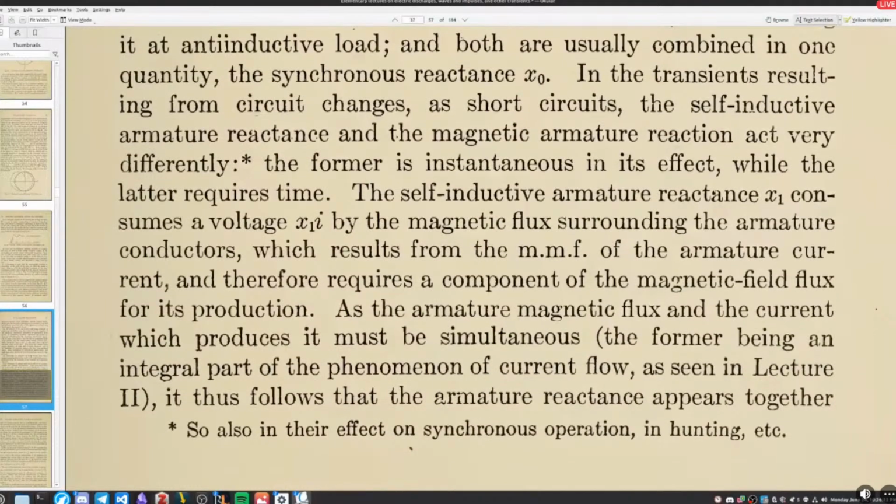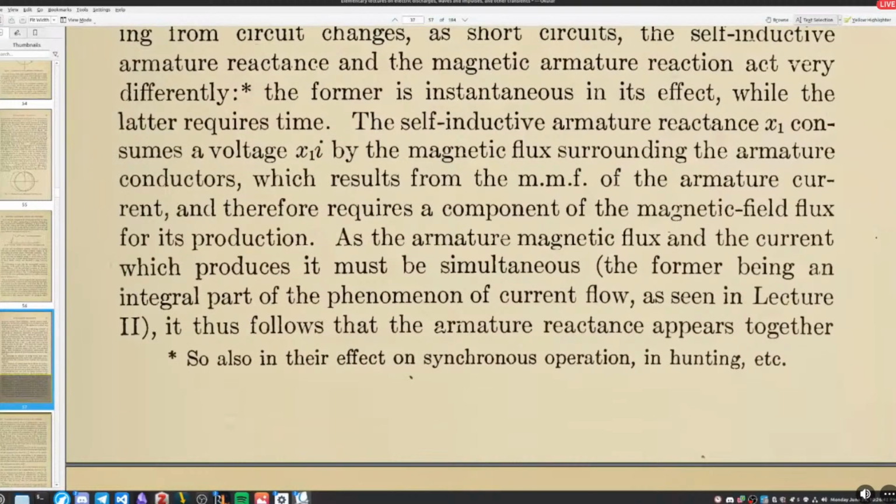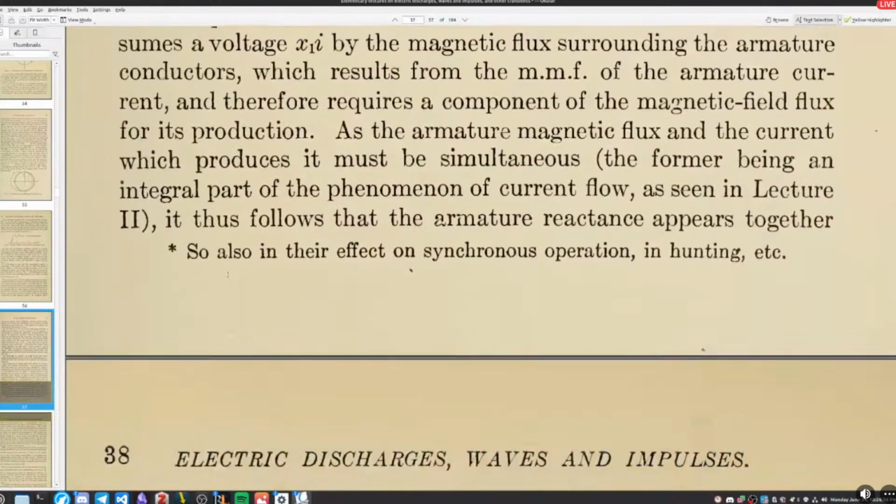The self-inductive armature reactance X sub 1 consumes the voltage X sub 1 I and the magnetic flux surrounding the armature conductors, which results from the MMF of the armature current and therefore requires a component of the magnetic field flux for its production. As the armature magnetic flux and the current which produces it must be simultaneous, the former being the integral part of the phenomenon of the current flow as seen in lecture 2, it thus follows that the armature reactance appears together, and then we're looking back at the asterisk here, so that their effect on synchronous operation in hunting, etc. All right, cool.